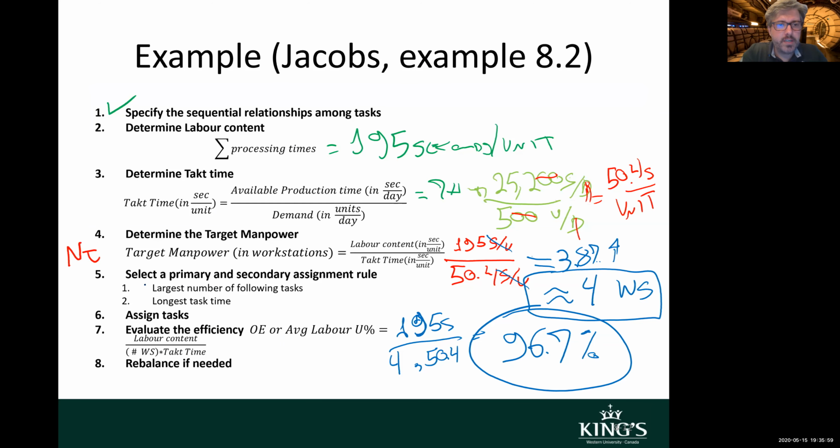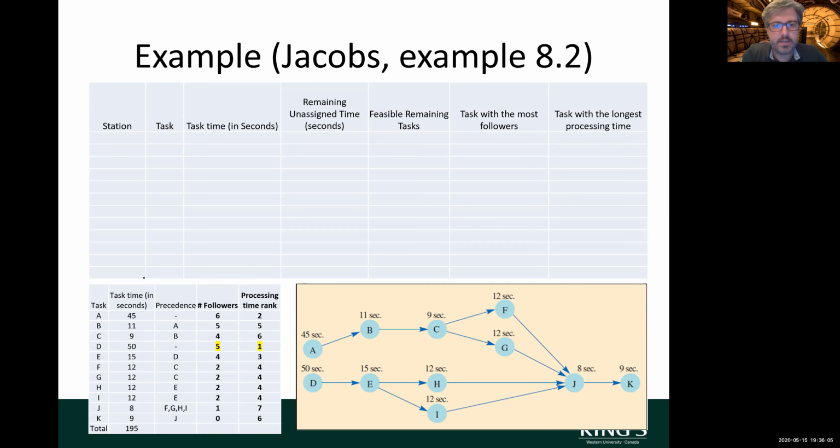We first select the task with the largest number of following tasks. So let me hide this little bar over here so it's not in our way. Is this what it is? Yes, excellent. Okay, so let's look at the tasks with the most number of followers, right?